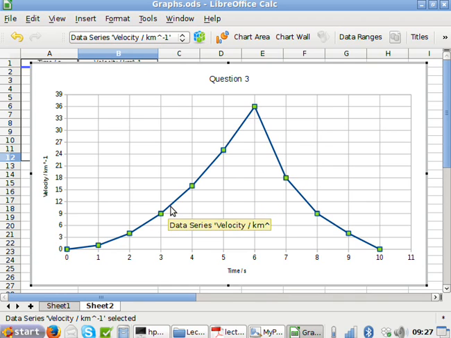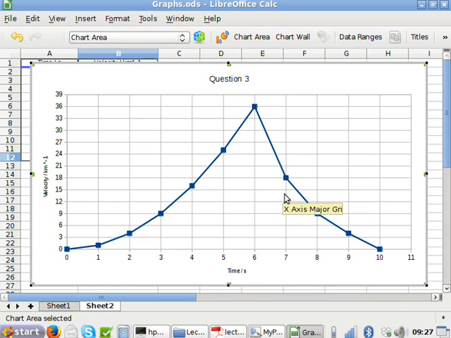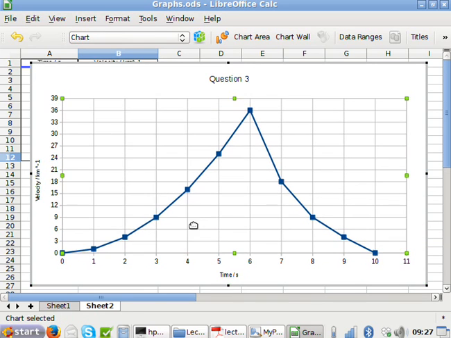So it's going down. It's going from 36 to, what was this number? 18? Okay, so that will be 18 minus 36 over 7 minus 6. So that's going to be minus 18. So the deceleration is 18 kilometers per second squared.